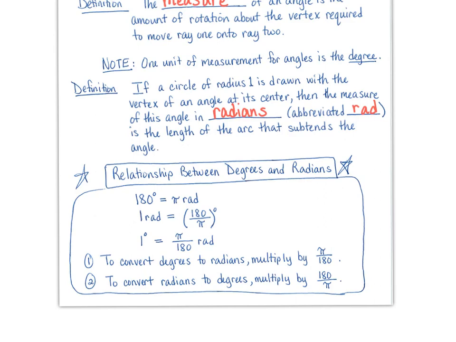Good. If we want to convert radians to degrees, so if I give you a radian measure and I ask you to convert that to degrees, what do you multiply that by? 180 over pi. Excellent. So now we're going to go through some examples where we do those conversions. Okay?